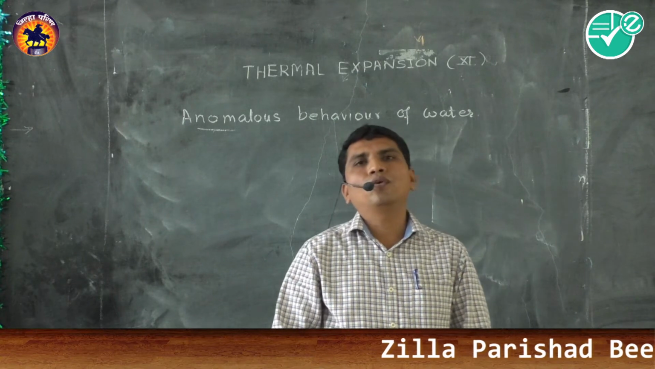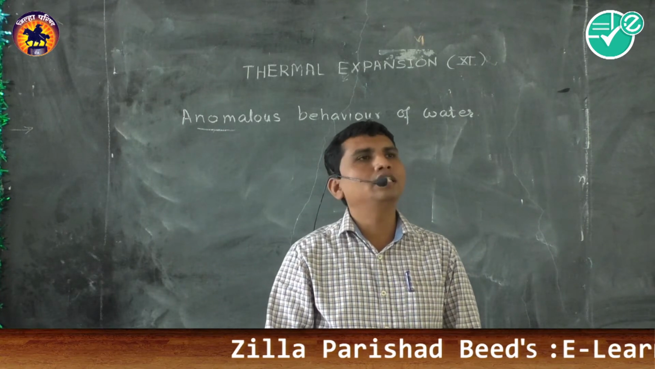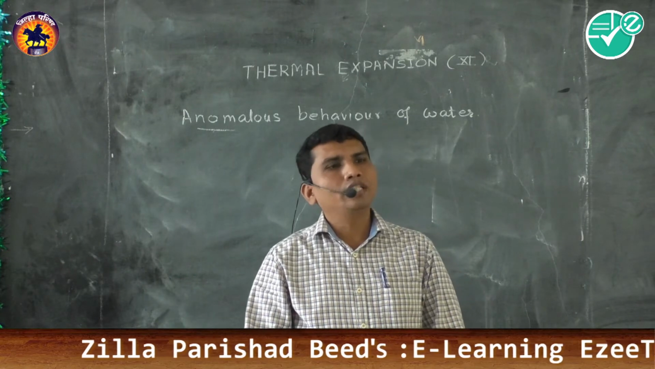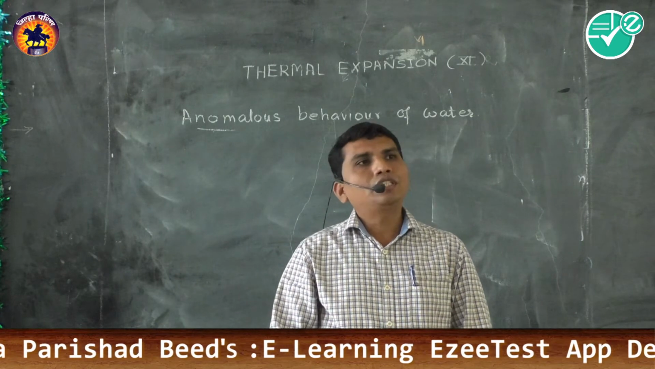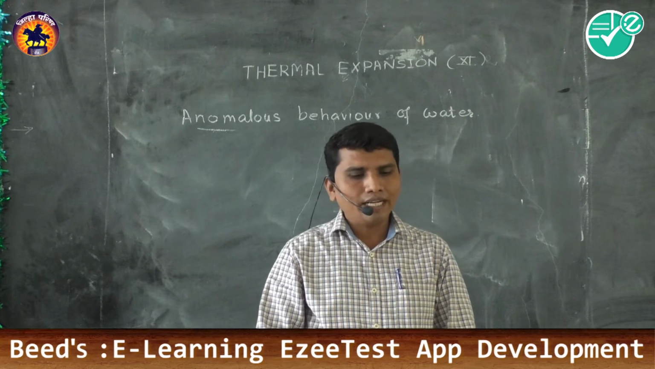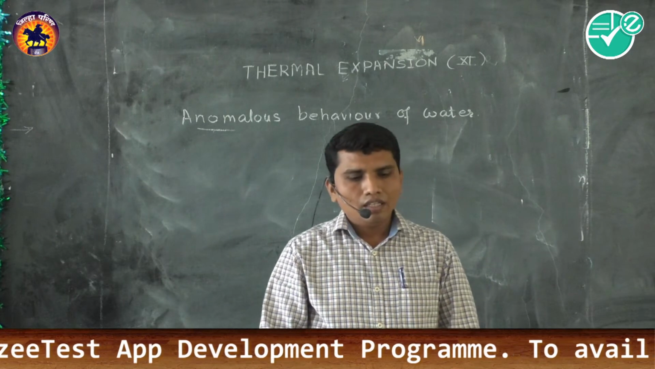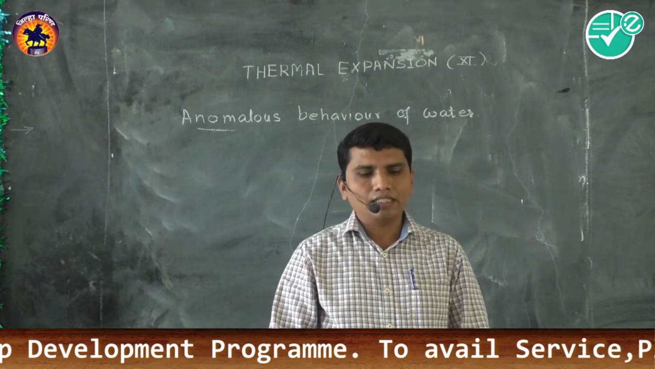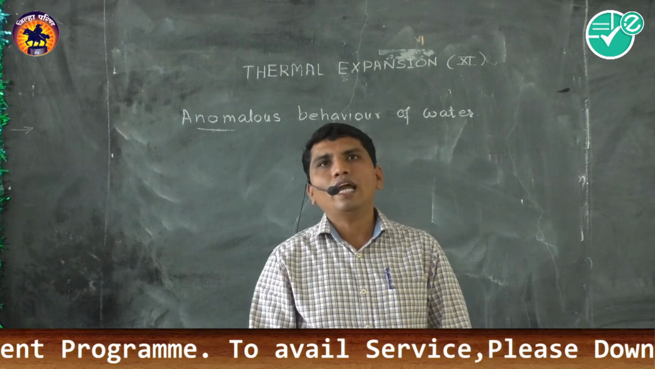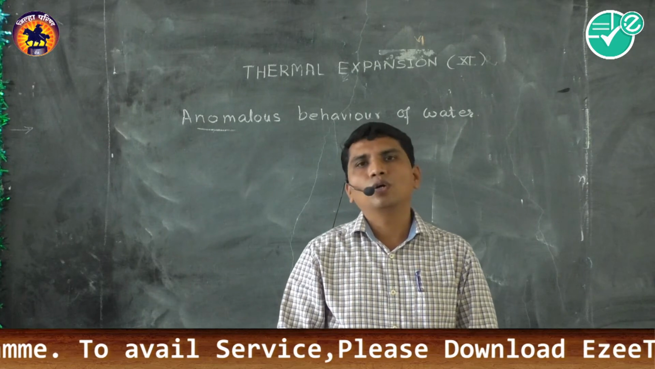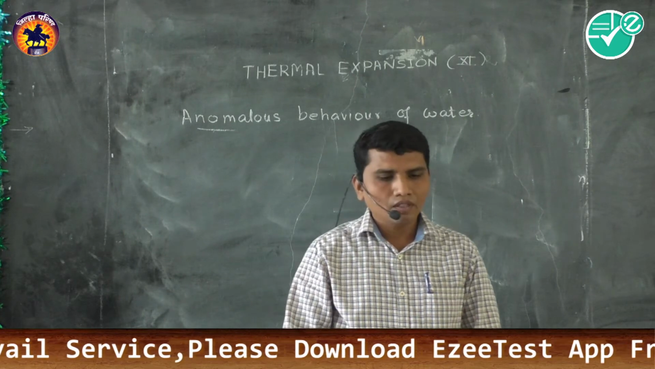What happens below 4 degrees Celsius? Below 4 degrees Celsius up to 0 degrees Celsius, instead of contraction, water expands till it freezes to ice, and this is called the anomalous behavior of water.